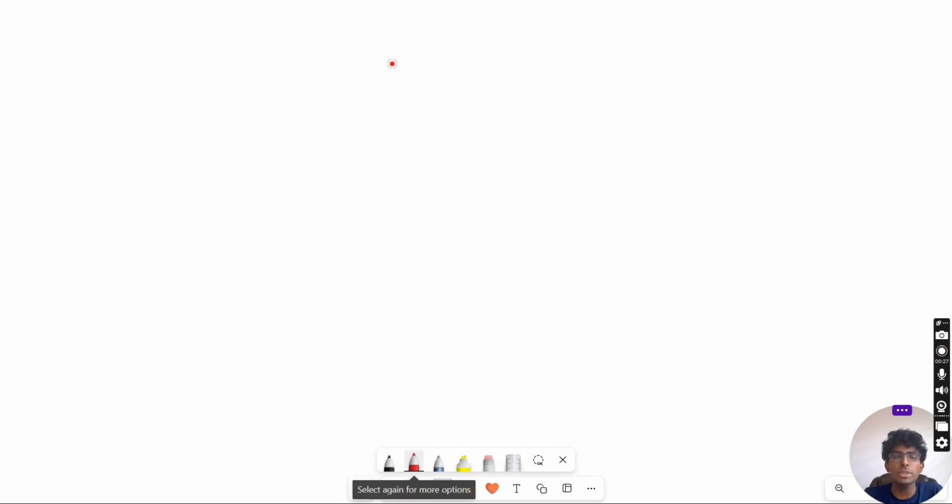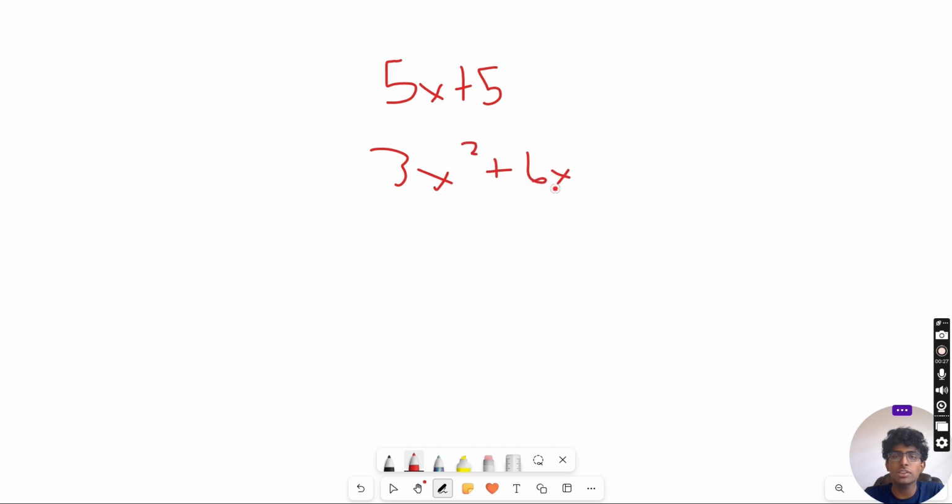What does adding polynomials mean? So first off, let's define what a polynomial is. It's basically an expression that has variables and numbers. So like 5x plus 5, that's a polynomial. 3x squared plus 6x plus 2, that's also a polynomial. So when we're adding polynomials together, what we want to do is combine like terms.